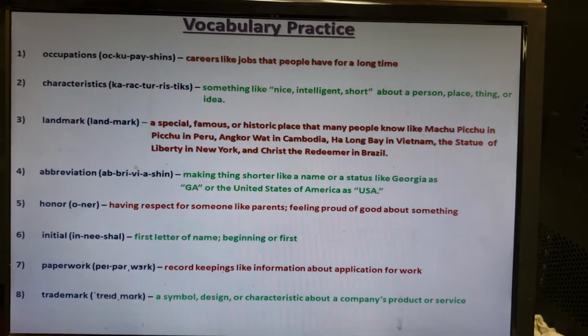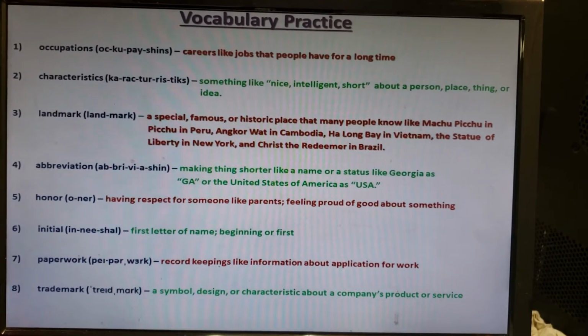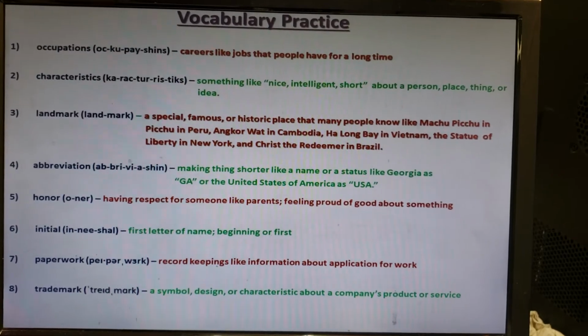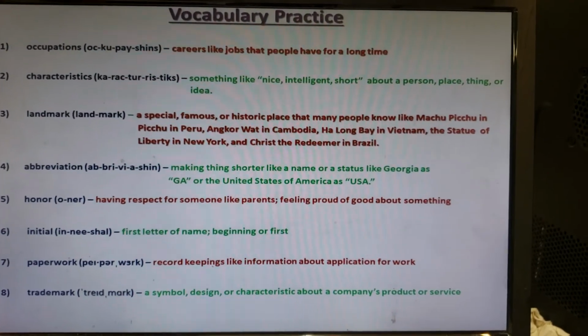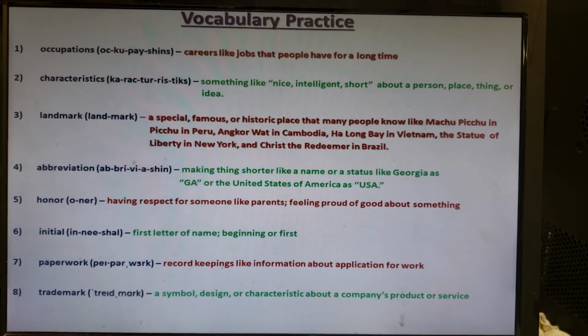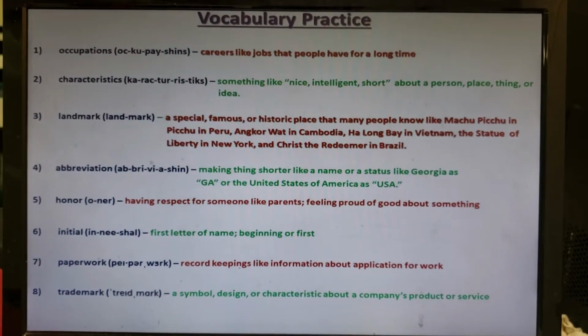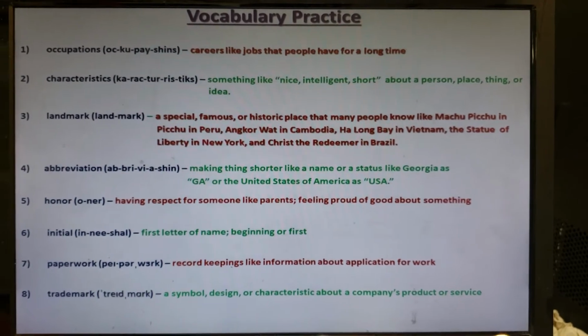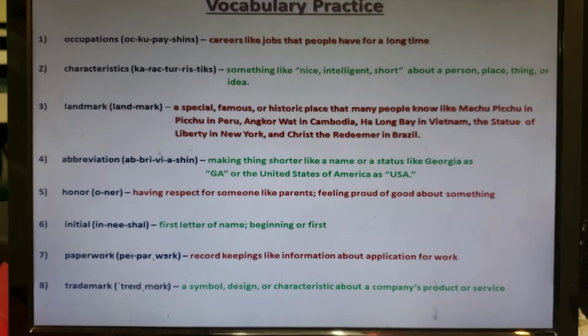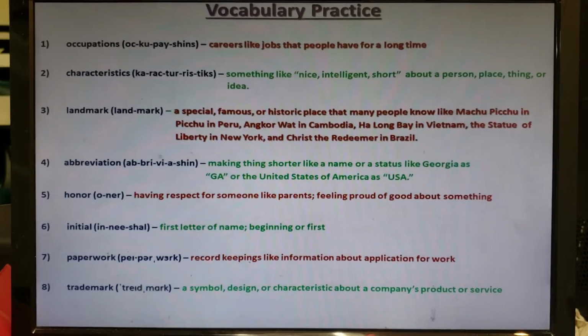Hello students, I just want to help you with learning 8 new vocabulary words. To speak English fluently, you need to know vocabulary words. So here are the words that I want to introduce you today.